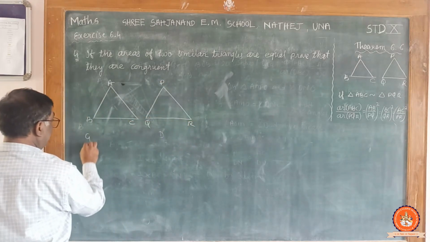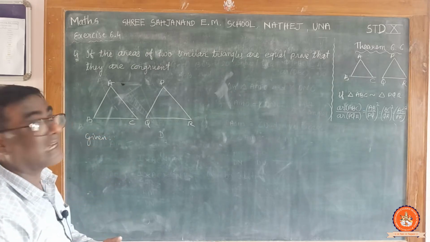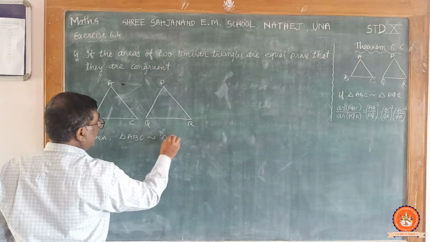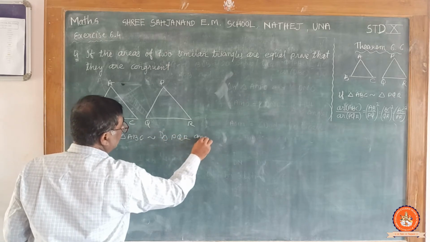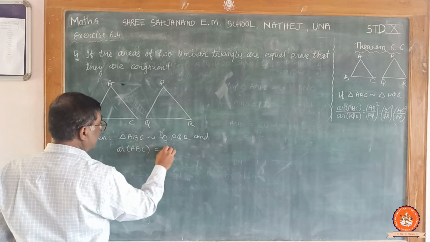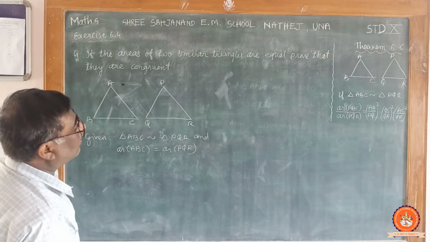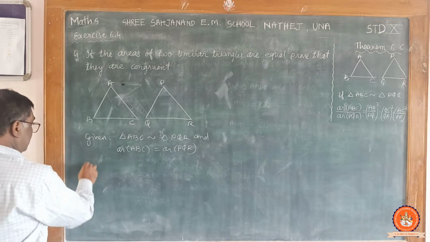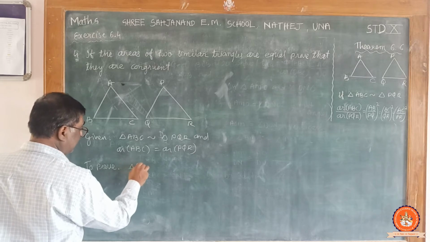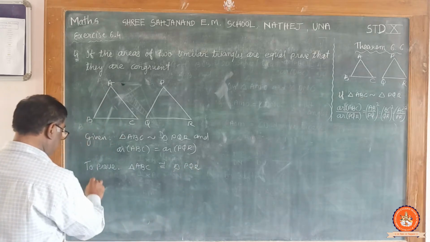Okay, what is given here? Two triangles are similar as well as areas are equal. So triangle ABC is similar to triangle PQR, and area of triangle ABC is equal to area of triangle PQR. We want to prove that triangle ABC is congruent to triangle PQR. Okay, now proof.